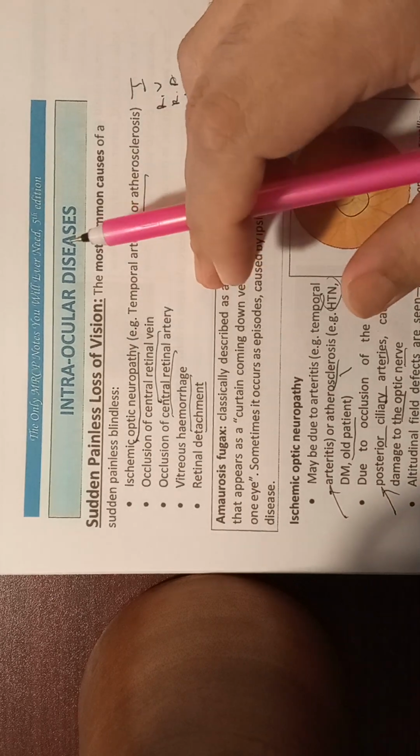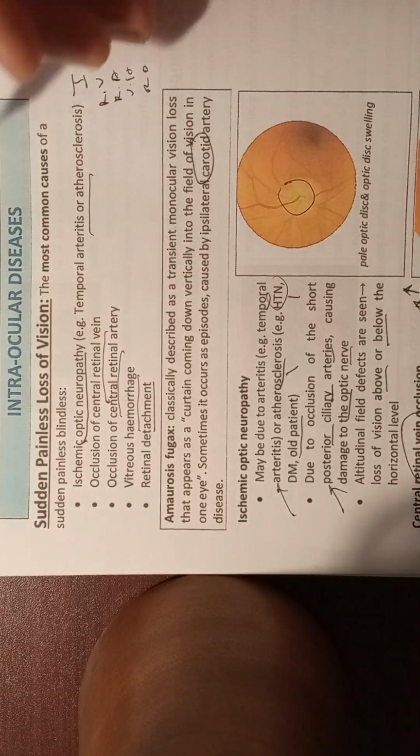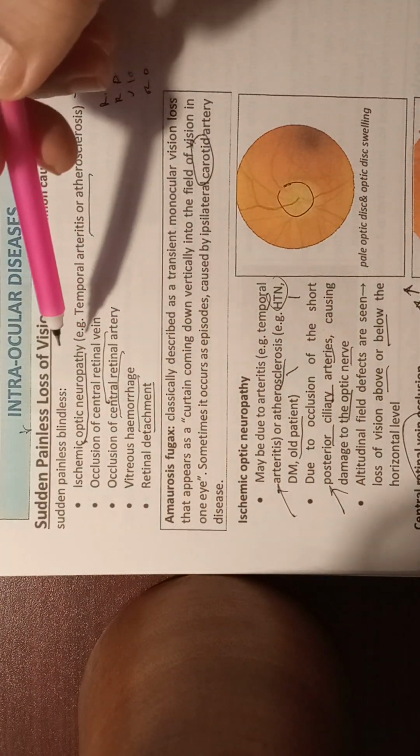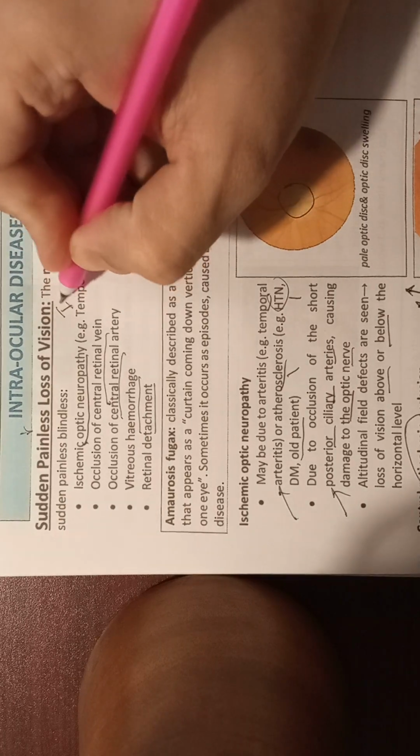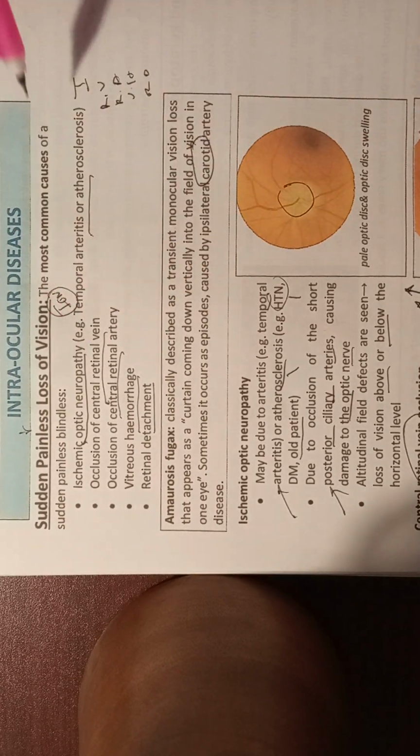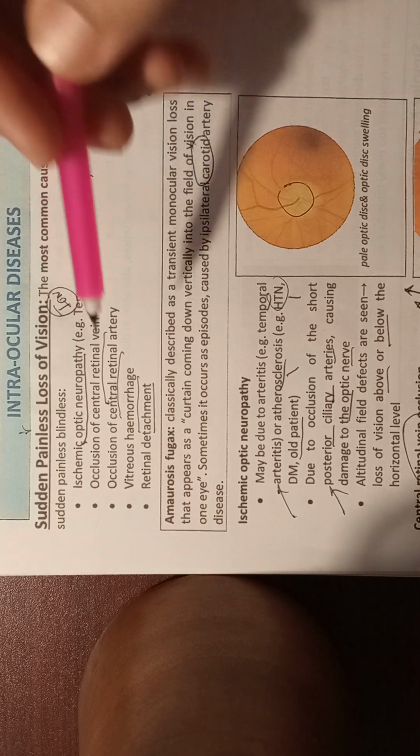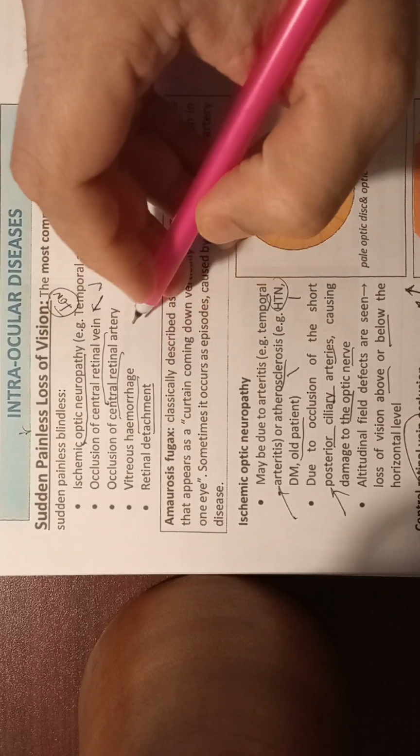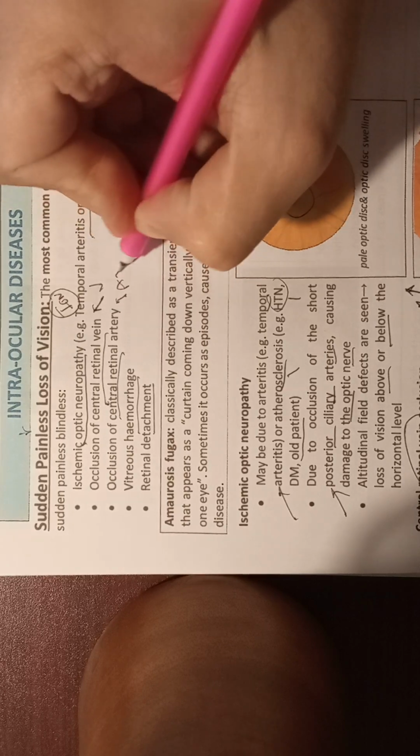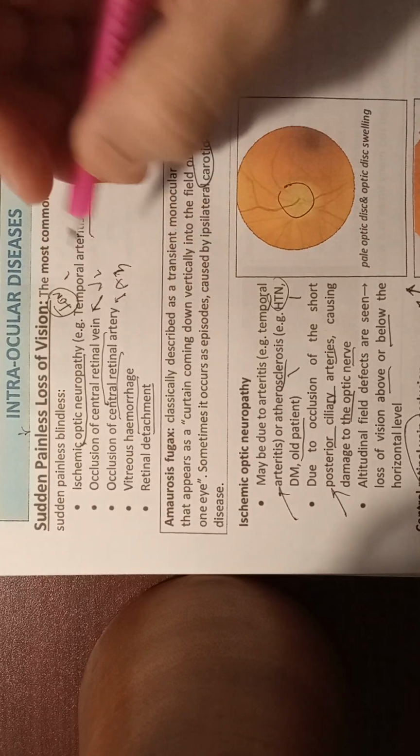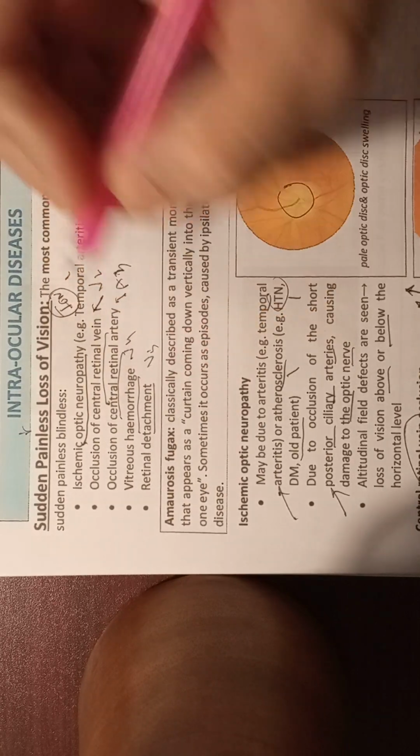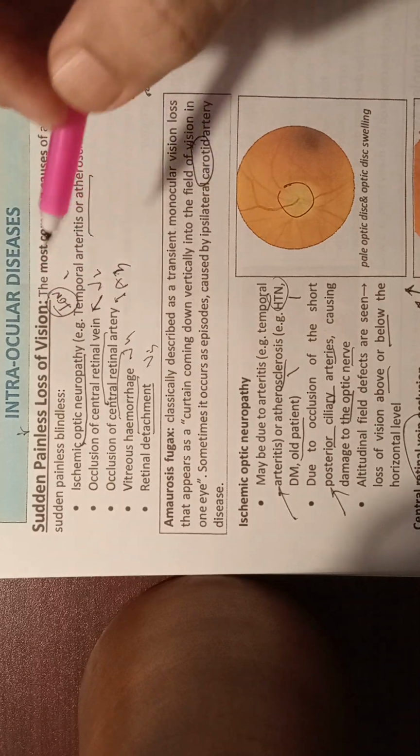Okay, intraocular disease, sudden painless loss of vision. The most common cause of sudden painless blindness is ischemic optic neuropathy, ION. Most common cause. Example: temporal arteritis or atherosclerosis. Second can be occlusion of the central retinal vein, so vein first, and then occlusion of the central retinal artery third. Okay, vitreous hemorrhage 4, retinal detachment 5. So these are the 5 reasons of sudden painless loss of vision.